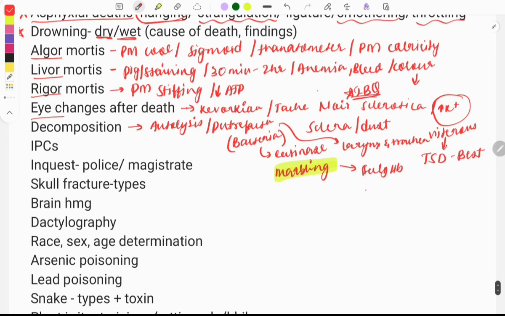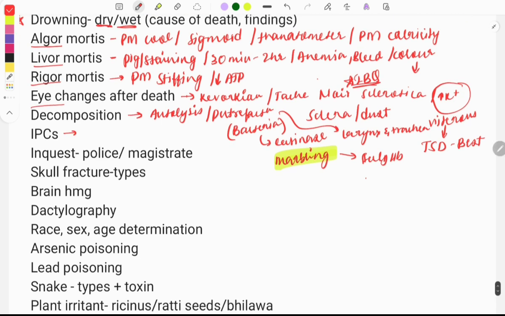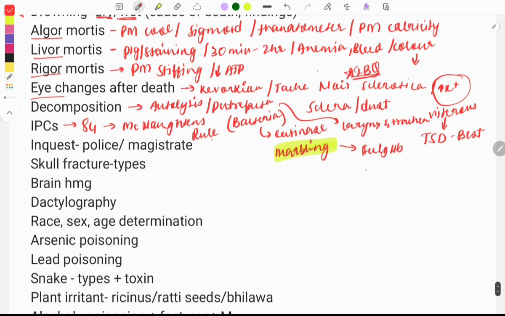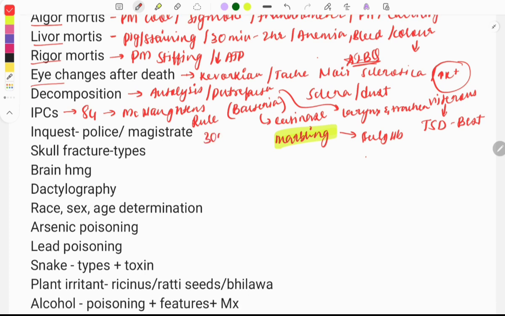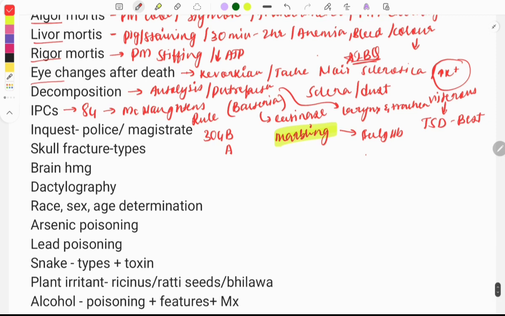Then moving on to the IPCs, you need to know the number and what it stands for. Like, a very important one-liner asked is IPC 84. IPC 84 stands for the McNaughton's rule, and it states that if a mentally ill person commits any crime, then that will not be considered as a crime. Likewise, you need to know certain other IPCs like 304B stands for dowry death, 304A stands for the medical negligence shown by the doctor due to which there was death of the patient. Then IPC 319 says about hurt, and for grievous hurt, it is 320.